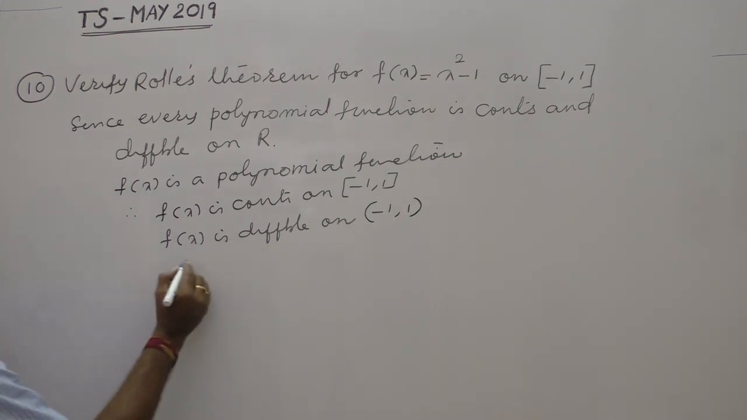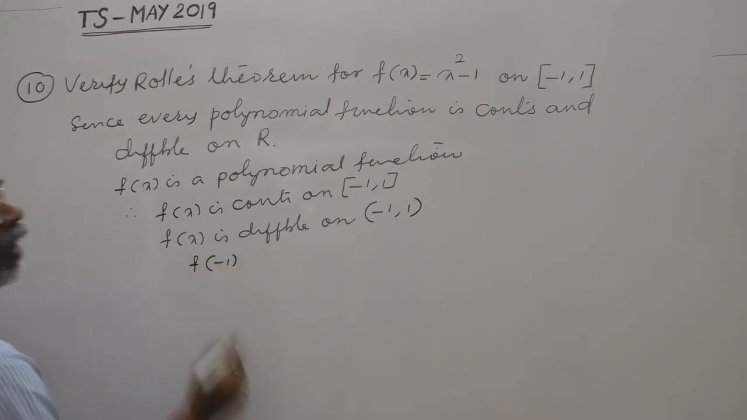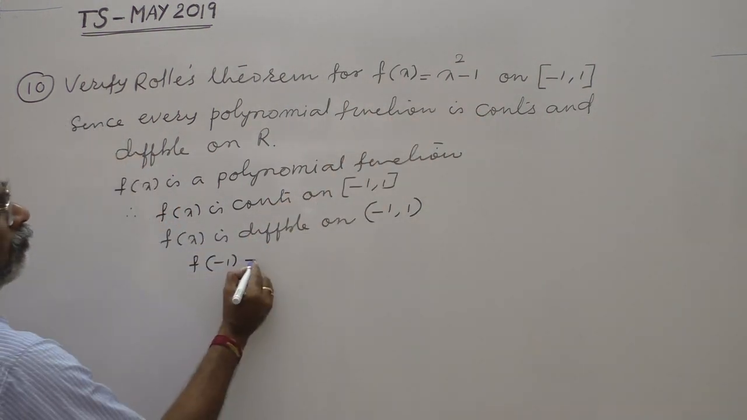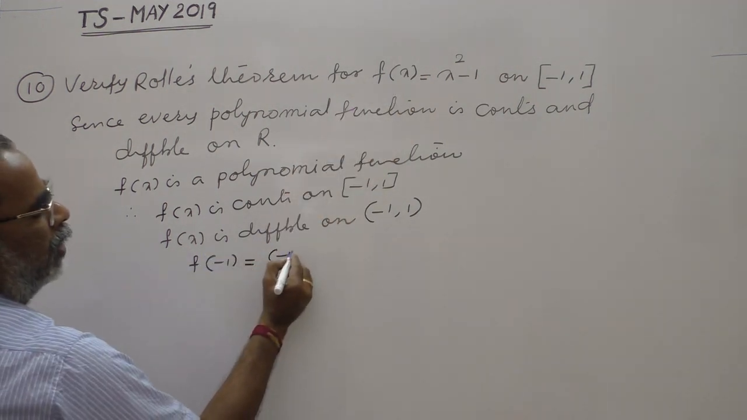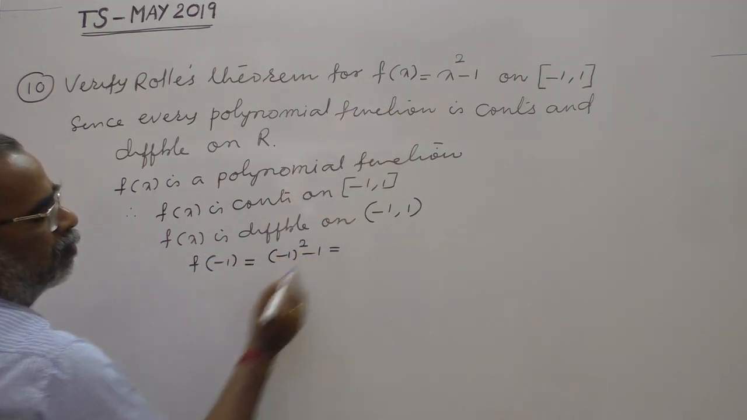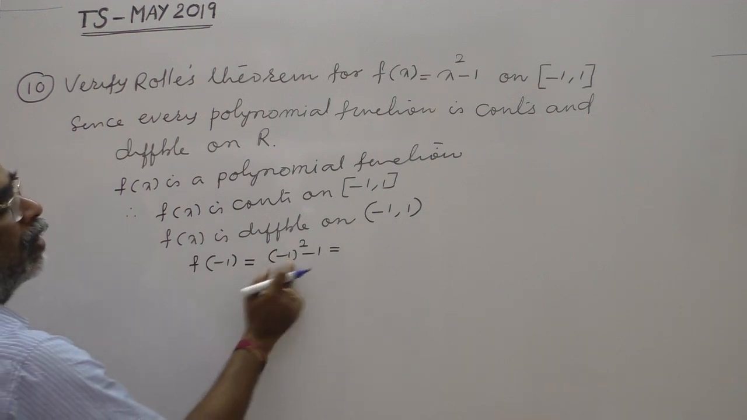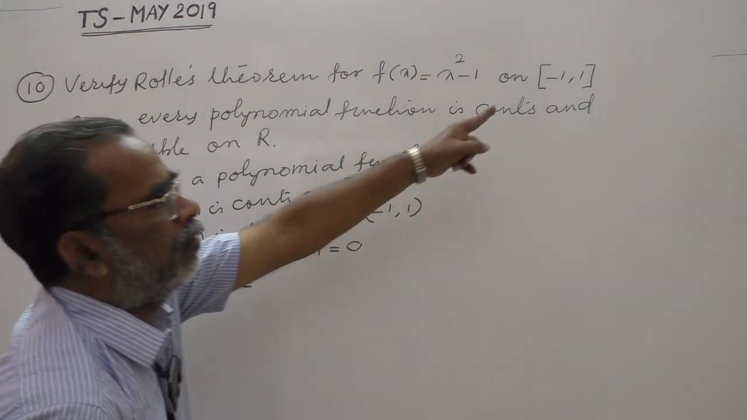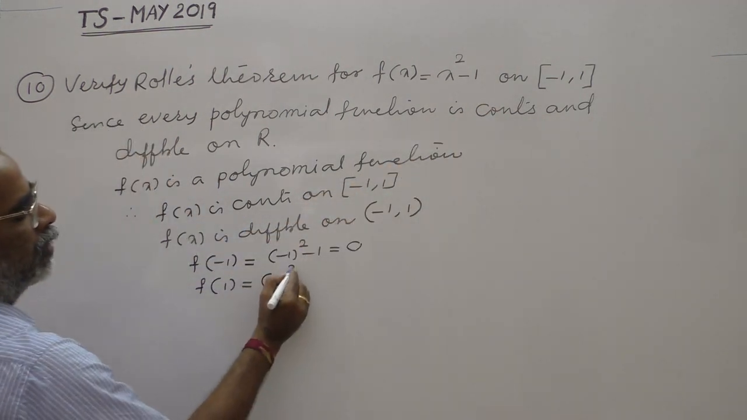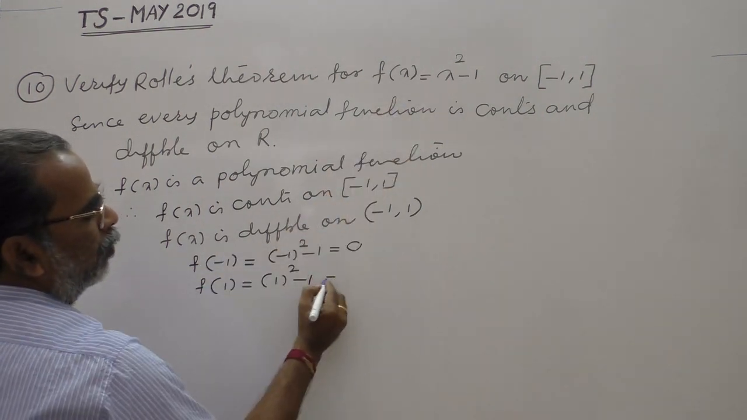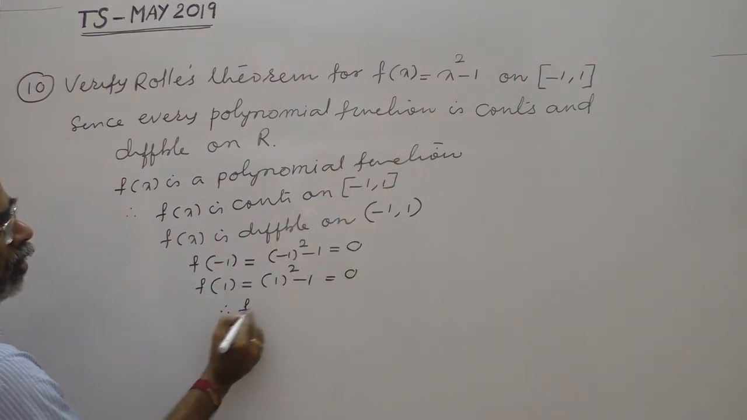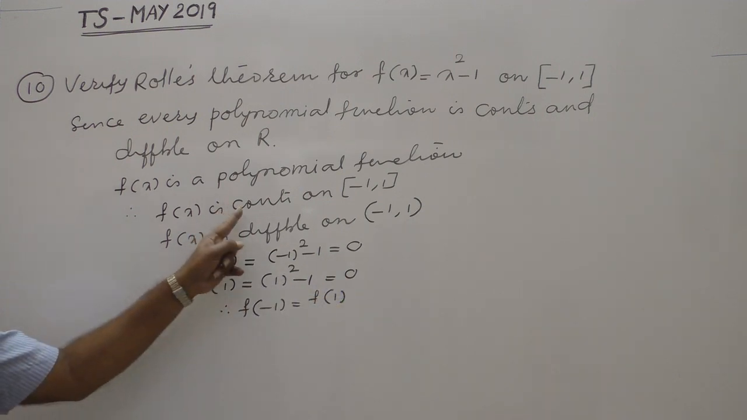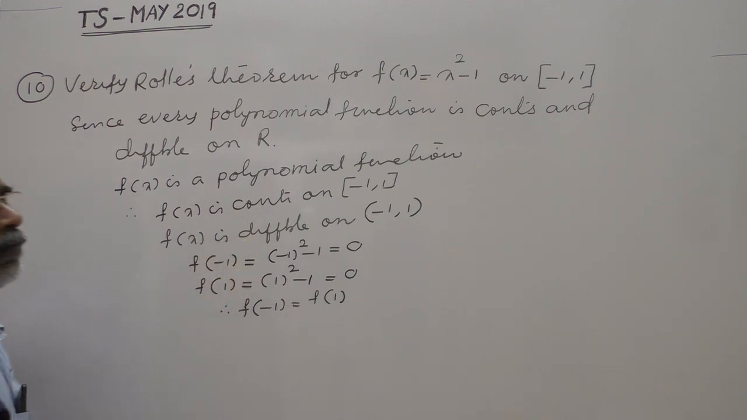Next, f of -1 value. Here interval is ab, where a is -1, b is 1. f of -1, you put -1 here. -1 whole square minus 1. -1 whole square is 1 only, 1 minus 1, 0. Next, upper limit, f of 1, f of b. It is also x square minus 1. So 1 minus 1, 0. Therefore, f of -1 is equal to f of +1. Three conditions of Rolle's theorem are satisfied.